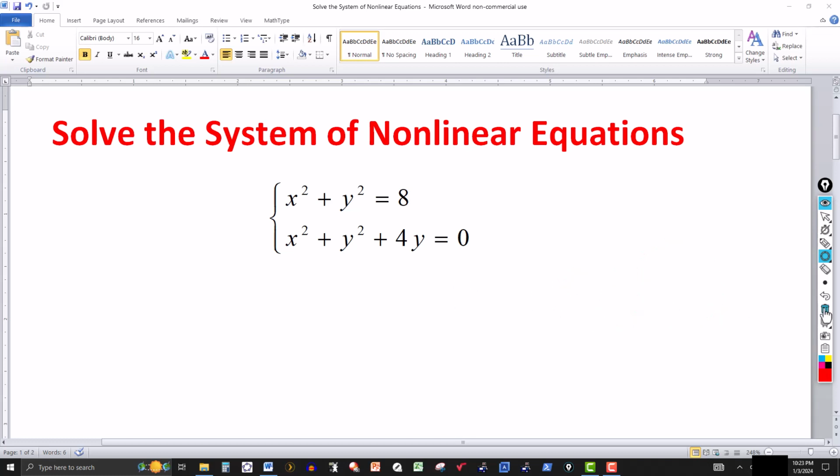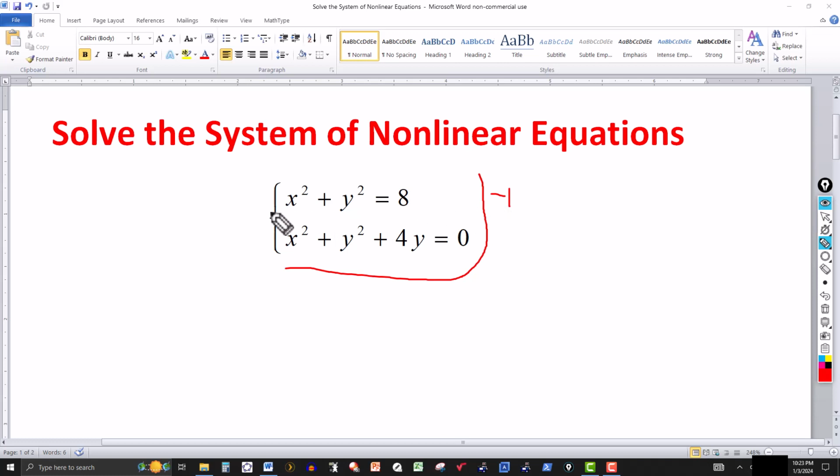So you take the same approach as if you were solving, say, a linear system of equations, where the equations represent lines. So we can use the method of elimination, substitution, or a combination. So here what I'm going to do, I'm going to try to eliminate one of the square terms. So I'm going to say, let's multiply the first equation by -1. Multiply through and then add.